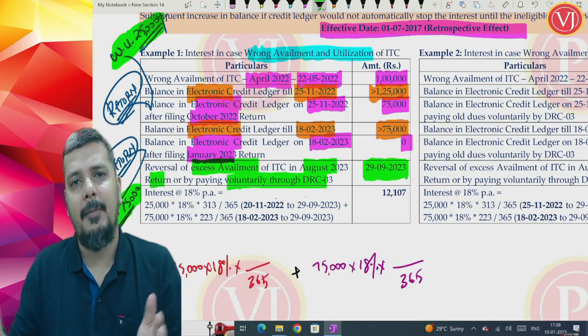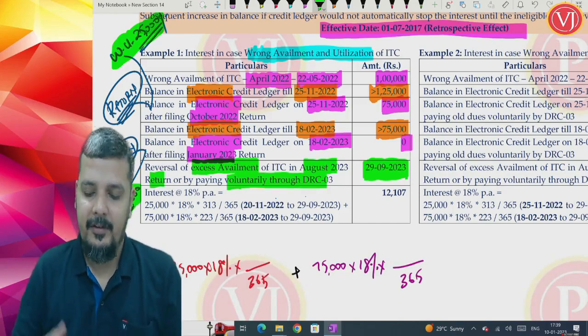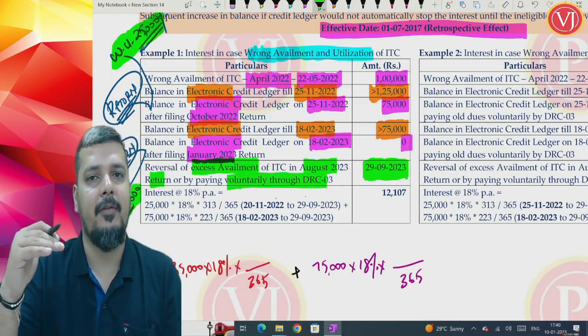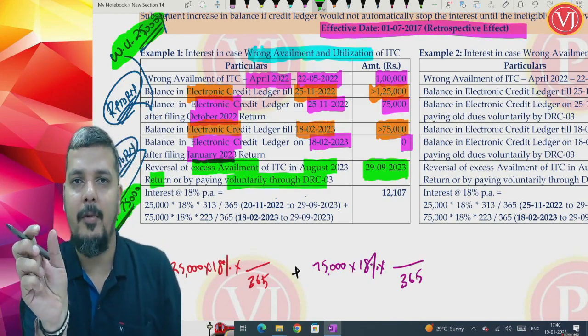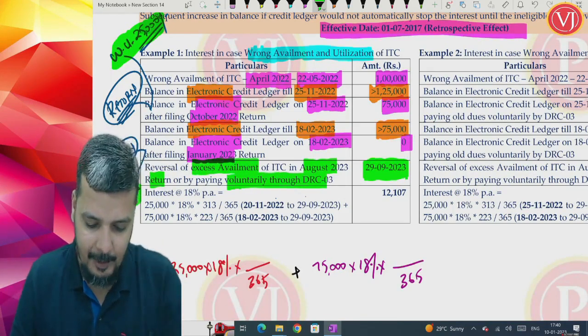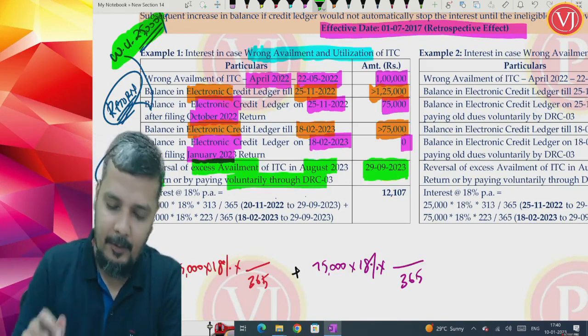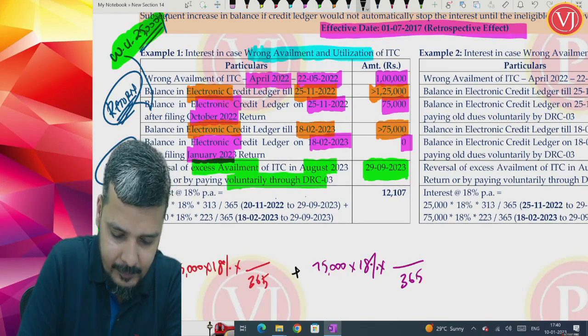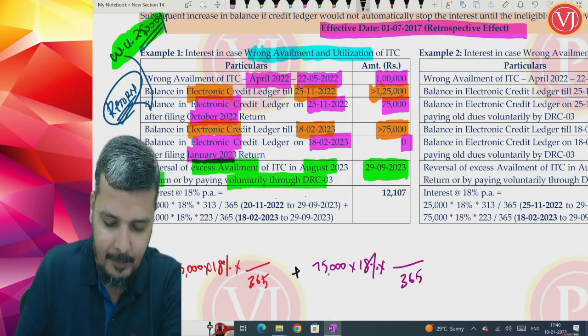It can be in multiple parts. It can be more than two parts also. If the second time also my credit came below 75,000 but remained at 50,000, then again interest will be on 25,000. Likewise, it can happen in multiple parts. I have made it simple. We are talking about two parts. So my interest calculation of wrong availment is on two parts.